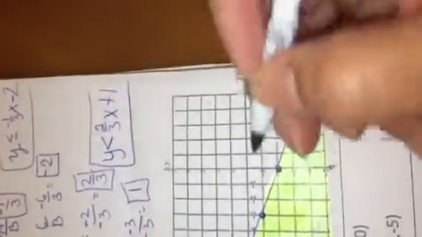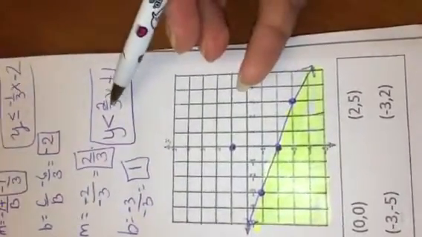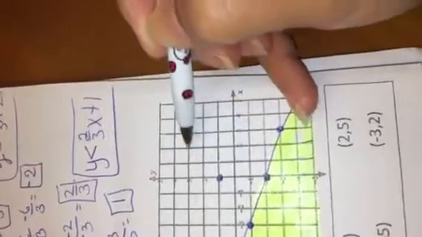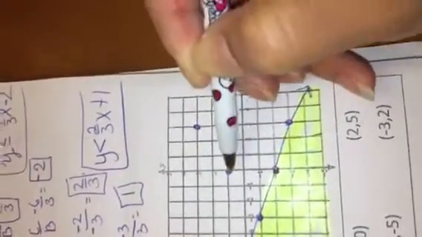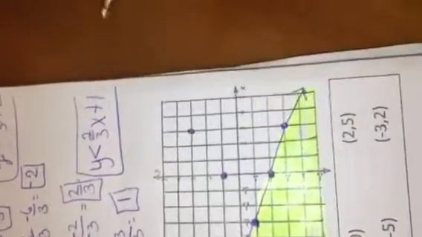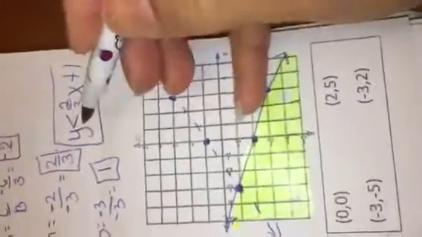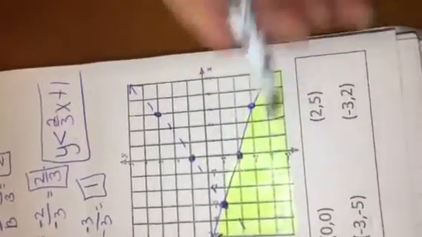Always graph your y-intercept first. So put a dot at +1. 2 and 3 are both positive numbers. So go up 2, right 3. You can also go down 2, left 3. And there's already a dot there. This is going to be connected with a dashed line. So there they are. And it's a less than, so you're going to shade below.